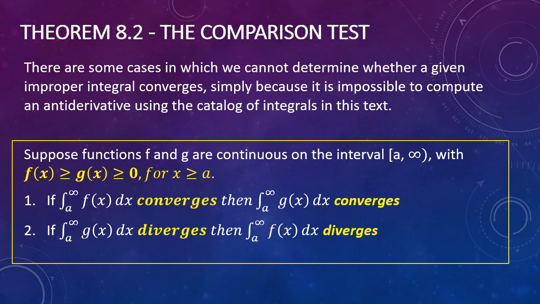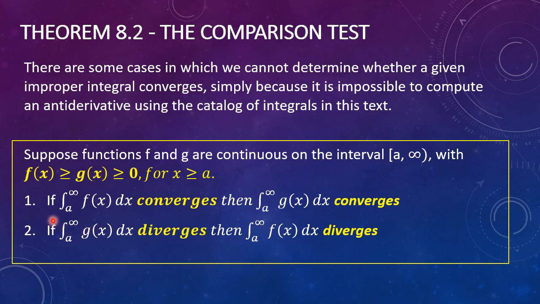Suppose that functions f and g are continuous on the interval from a to infinity, with f of x greater than or equal to g of x, which is greater than or equal to 0 for all x greater than or equal to a. So the key part here is f is the larger function, and f of x has larger values than g of x over the entire interval.